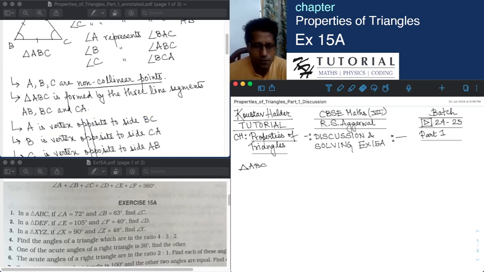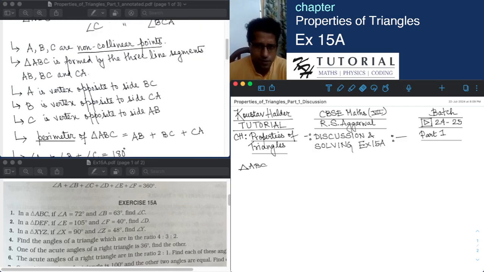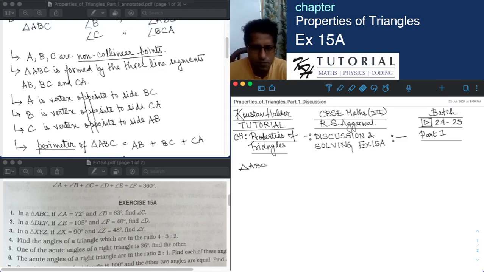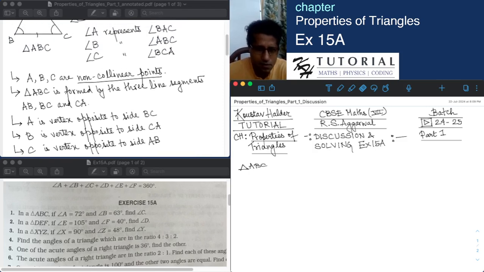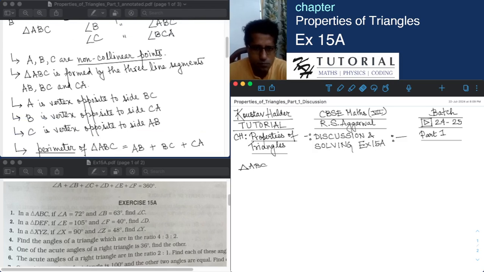What is the perimeter of a triangle? The perimeter of a triangle is the sum of the lengths of the sides. So the perimeter of a triangle is AB plus BC plus CA, where we conventionally use AB, the name of the side AB, also as the length of the side AB. Similarly, BC is the length of the side BC and CA is the length of the side CA. So the perimeter of the triangle ABC is AB plus BC plus CA.